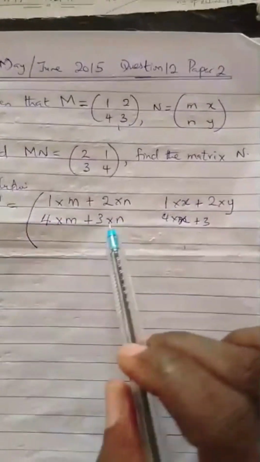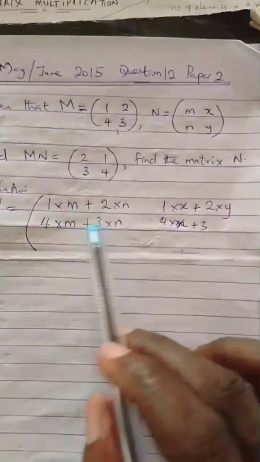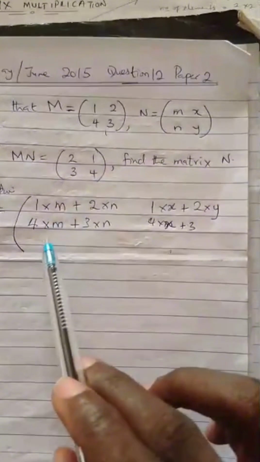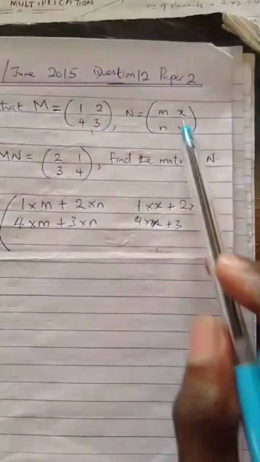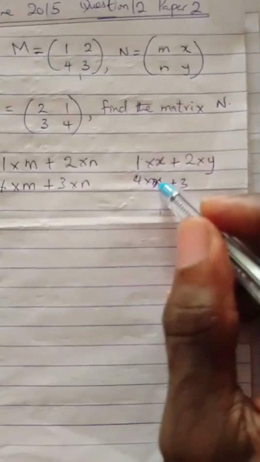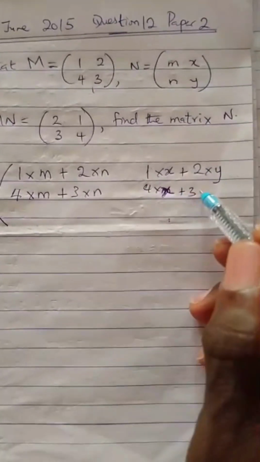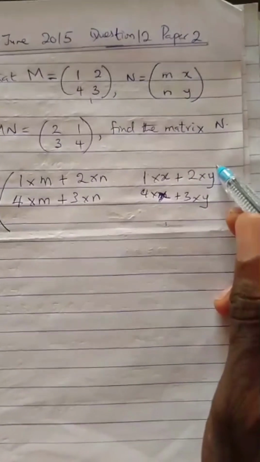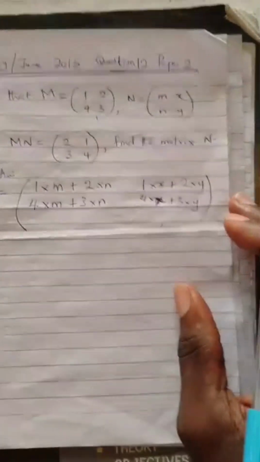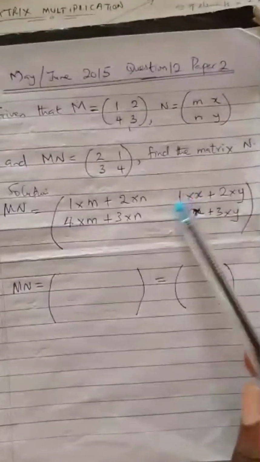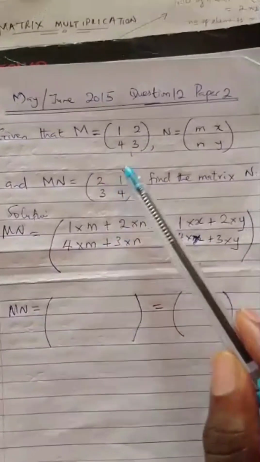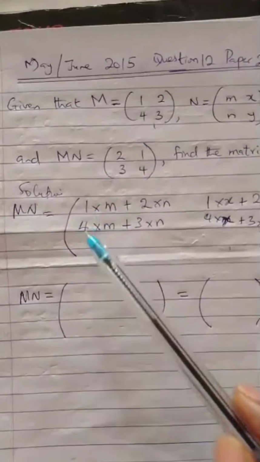So we've done the first column there. So 4 times m plus 3 times n. Then 4 times x plus 3 times y. So that gives us our second row. So we've gotten everything, we are through with our multiplication, so we can simplify.